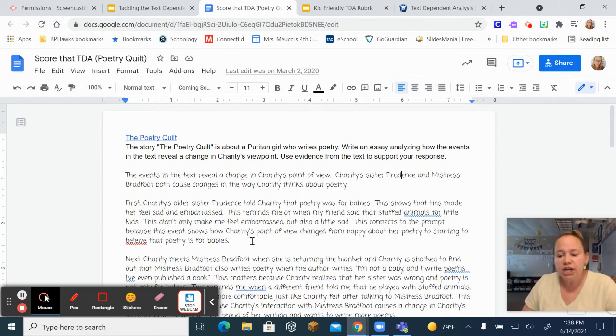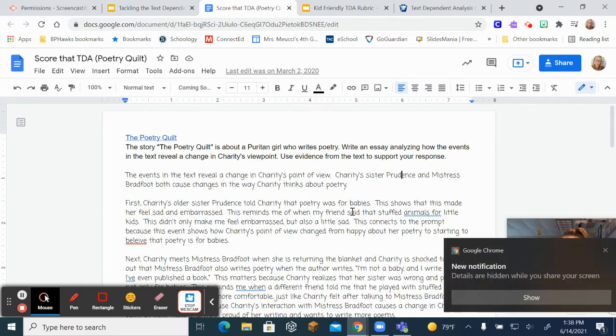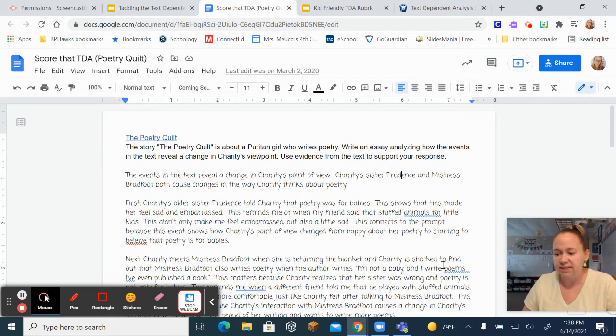First, transition word. Charity's older sister Prudence told Charity that poetry was for babies. There's my text evidence. This shows that. Here's where I'm going to analyze for you. And this is where I'm making that inference, and I'm showing you why the author had that event in there. This shows that this made her feel sad and embarrassed. And here's my analysis. This reminds me of when my friend said that stuffed animals are for little kids. This didn't only make me feel embarrassed, but also a little sad. This connects to the prompt because this event shows how Charity's point of view changed from happy about her poetry to starting to believe that poetry is for babies.